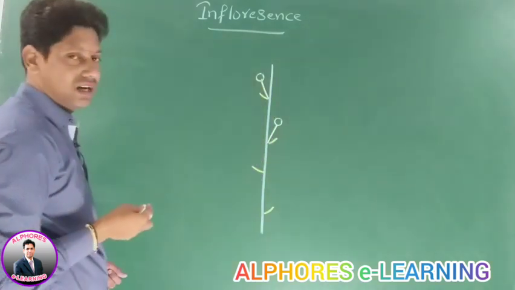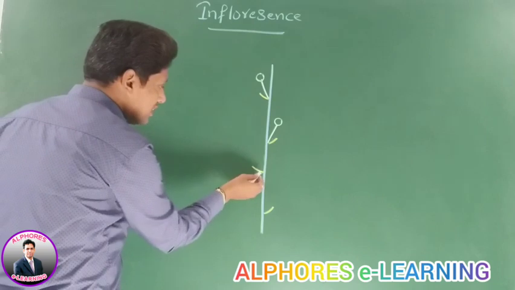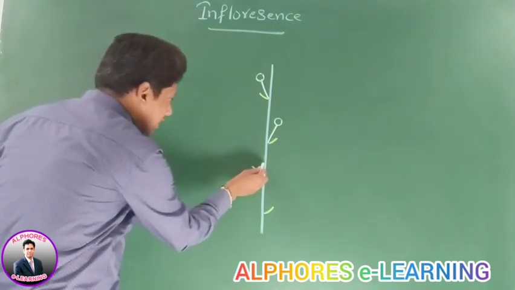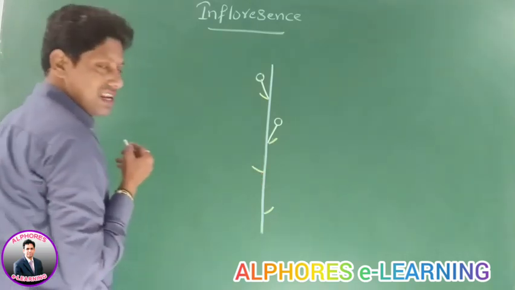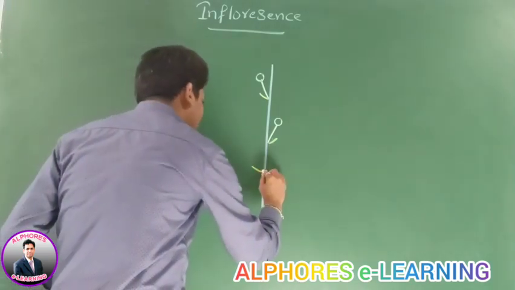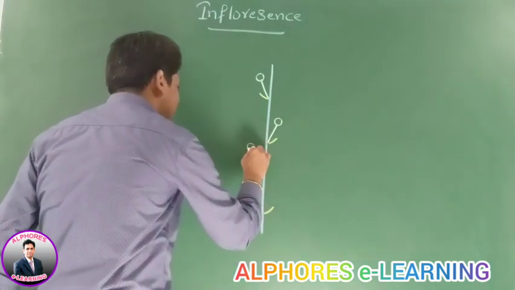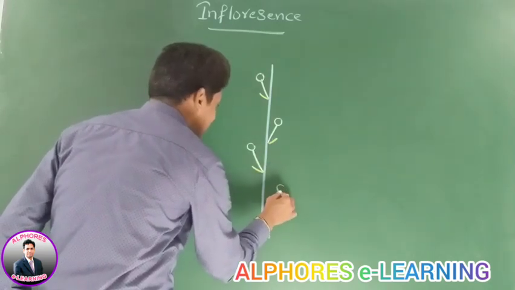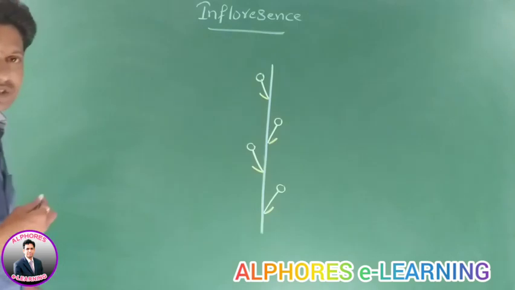Flowers are developed. See here, this is a small leaf-like structure, and this is the axil. From this axil, the flower is developed. Is it okay?